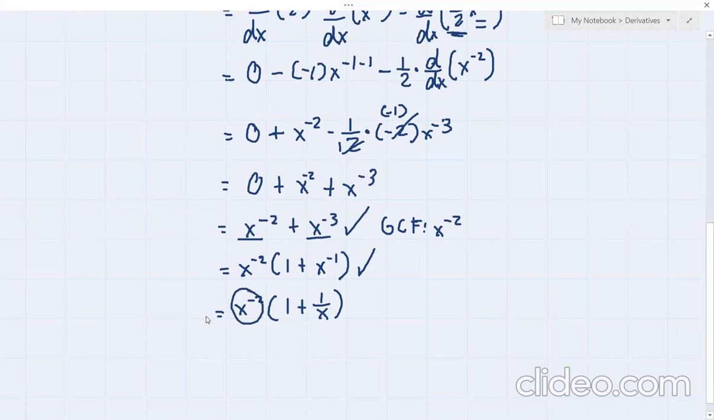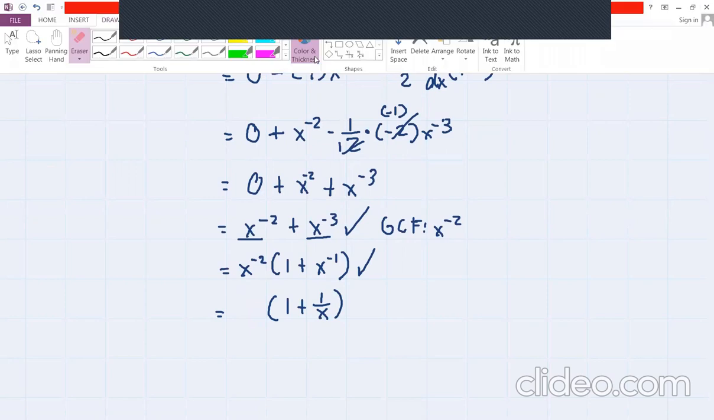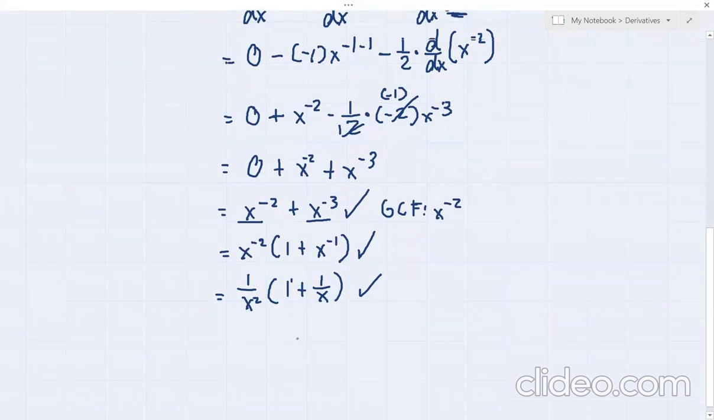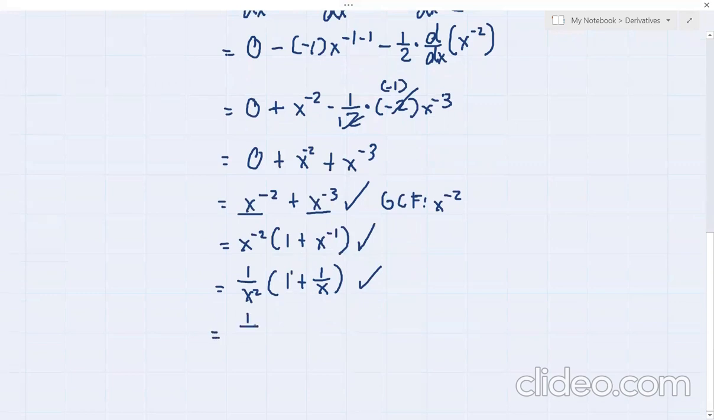Ito rin pala, sorry, nakalimutan ko to, si x raised to negative 2. So magiging 1 all over x squared na siya. That's it. Okay? So pwede na rin to. Or kung gusto mo ito, kasi meron tayong whole term at isang fraction term, we can make it into a one whole fraction. Pwede naman siya. So kung magiging one whole fraction to, so this would be x plus 1 all over x. So pwede na rin to. Okay?